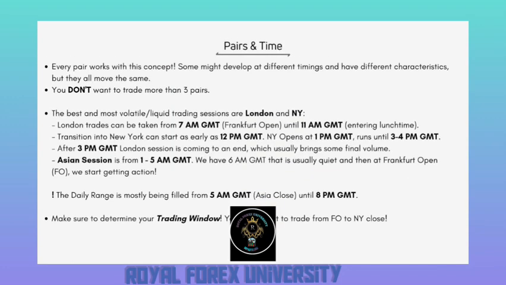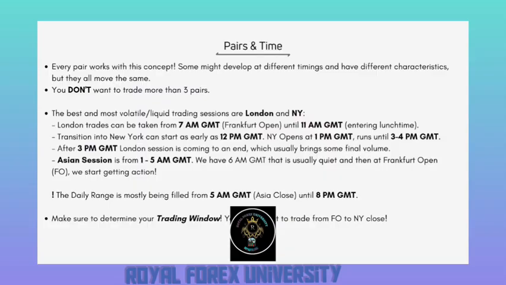So first of all, pairs and time. Still, we're having some educational, technical stuff. Bear with me, right? Every pair works with this concept. Of course, as I said, depending on the pair, some might develop at a different timing and have different characteristics, but they all move the same. They all have that same agenda. They all have to move from point A to point B. They all create an Asian range and they all manipulate above or below the Asian range, right?